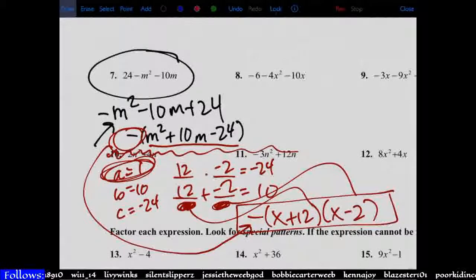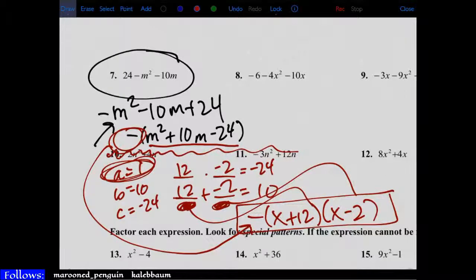Close. You gotta have 2 and 12 though, because 6 and 4 wouldn't add to 10. Right? The negative 2 and 12 are going to add to 10 and multiply to negative 24.